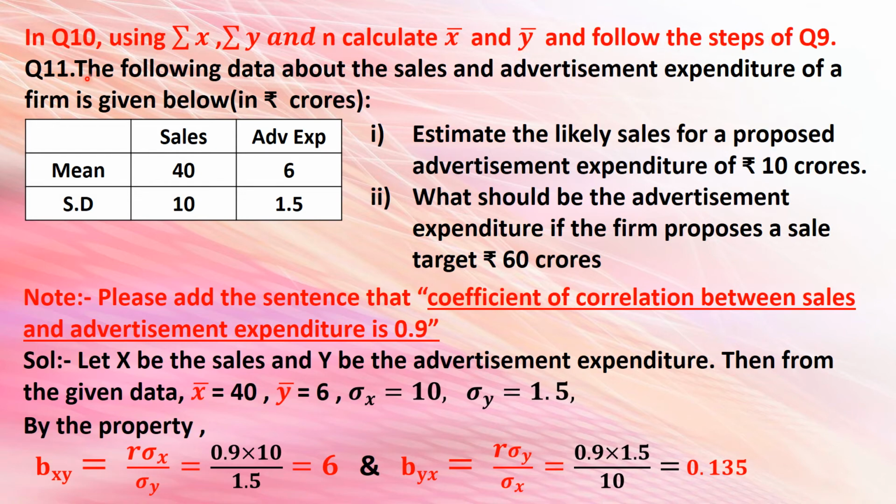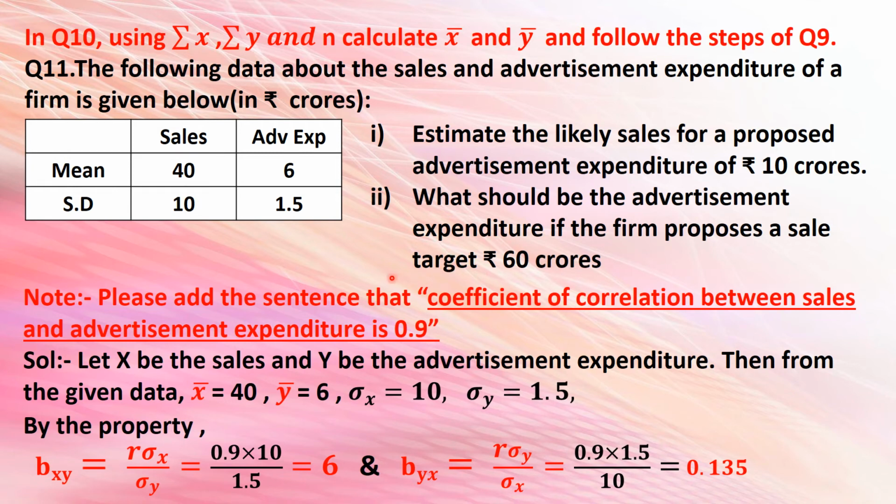Now question number 11. The following data about the sales and advertisement expenditure of a firm is given below in rupees crores. And the mean values of sales and advertising expenses are 40 and 6 respectively, and the corresponding standard deviations 10 and 1.5 respectively. First one, estimate the likely sales for a proposed advertisement expenditure of rupees 10 crores, and second one is, what should be the advertisement expenditure if the firm proposes a sales target of rupees 60 crores.